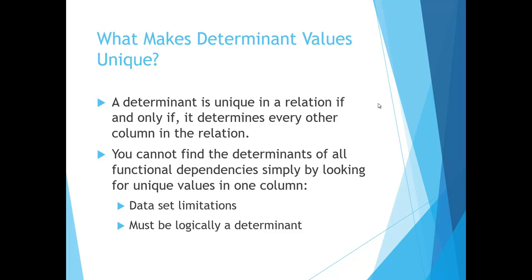From learning about the keys as determinant, you can see that a determinant is a unique attribute in a relation if and only if it determines every other column in the relation. When you have thousands of data points, you cannot simply scroll through each column and define which one has unique values. It can be determined by the data set limitations and must be logically determinant.